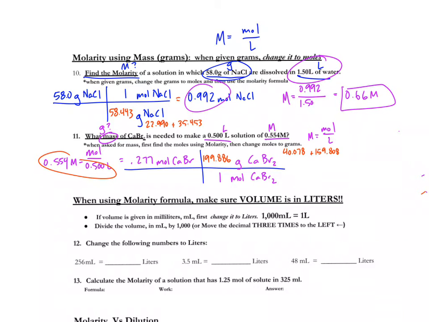So now I'll do the math. I'll take 0.277 and multiply it by the mass in grams, which is 199.886. And when I do that, I get a mass of 55.37 if we round up. So 55.37 grams of calcium bromide. Okay, so let's continue moving on.